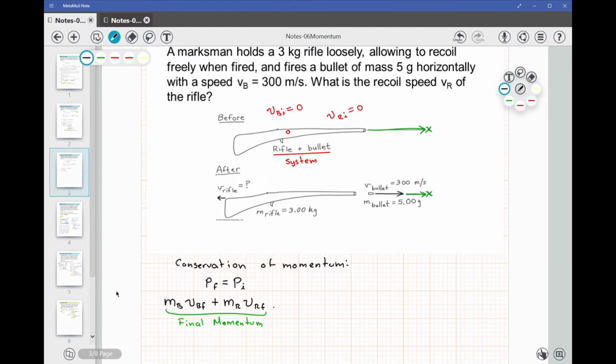Now, the initial momentum. What is the initial momentum? Since we know that the velocity of the bullet at the initial time and the velocity of the rifle at the initial time are both 0, initial momentum will be 0.